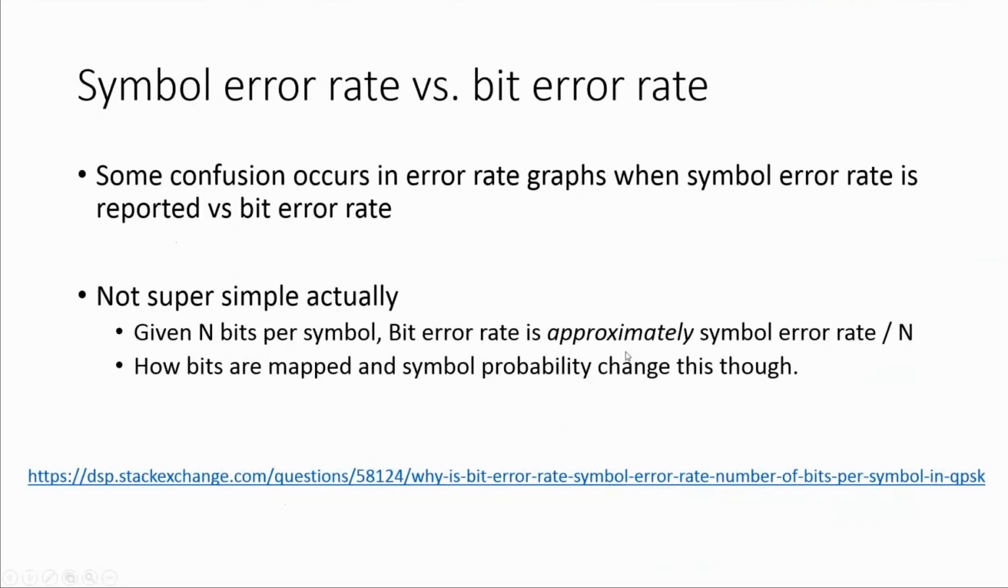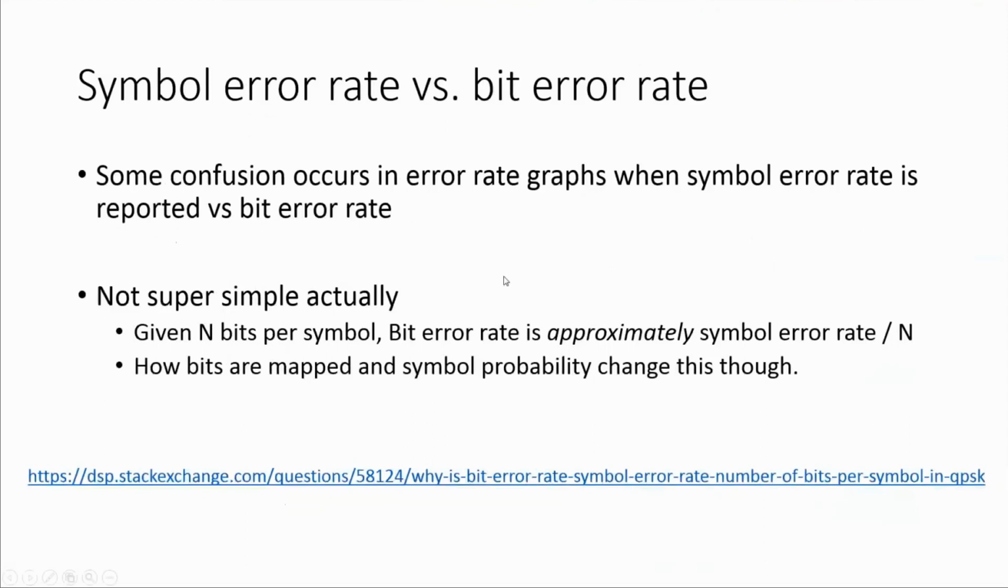It turns out that's only approximately true because you can change around how the symbols are mapped, which we'll touch on a little bit. You can control the probability in a constellation. Let's say if you have an infrequent letter, you put that in an infrequent position. But for most cases, for the purpose of understanding, you can just say the relationship between the symbol error rate and the bit error rate is just the number of bits per symbol. And this link will explain it much better.